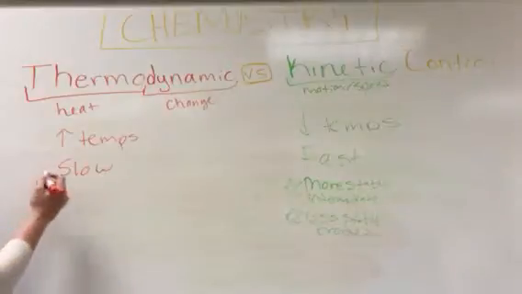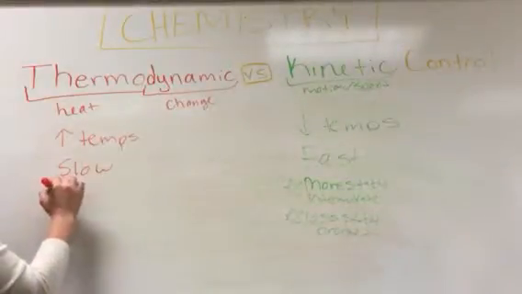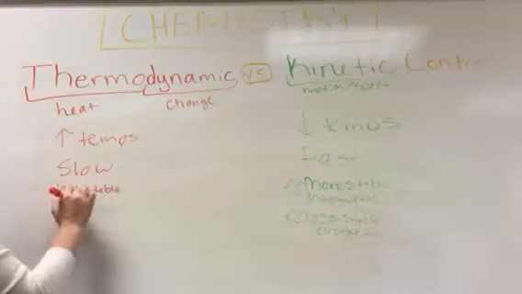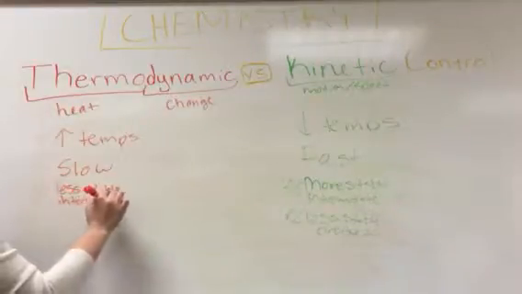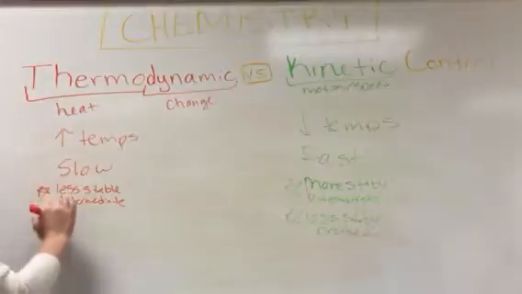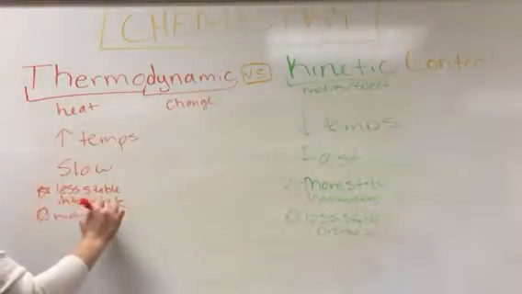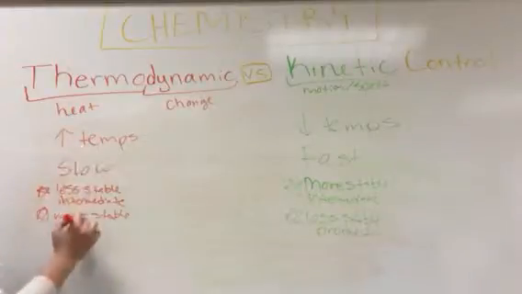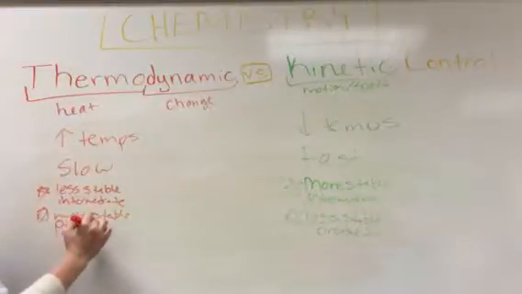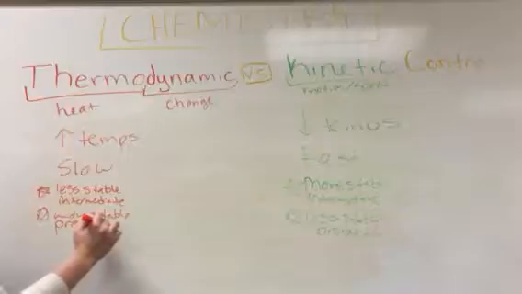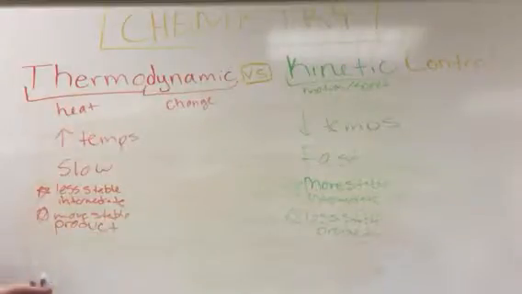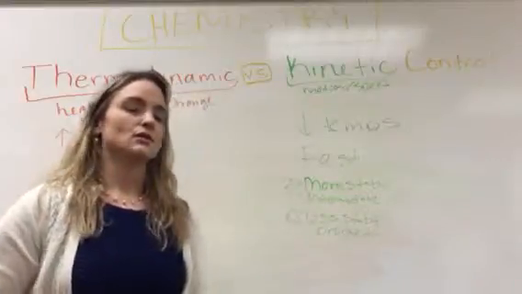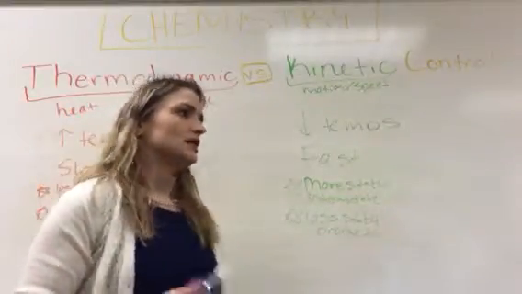And on the other hand, the thermodynamic product will have a less stable intermediate and a more stable product. And this makes sense because if you have a higher temperature, that means that you have more energy and you can get through this less stable intermediate to form the better, more stable product. And that brings us to the point that nature loves stability. So nature wants everything to be as stable as possible.